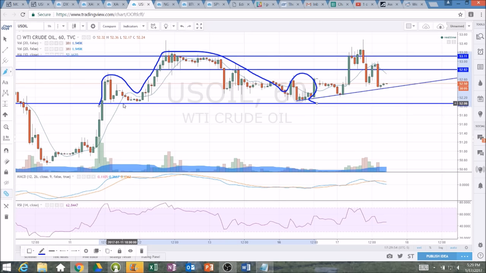If we break that level, there's not a ton of support down here, because you can see the bulls made a big, strong move to the upside over a few hours, and we didn't build much support on the way up. So 52.06, bulls really want to hold that level.